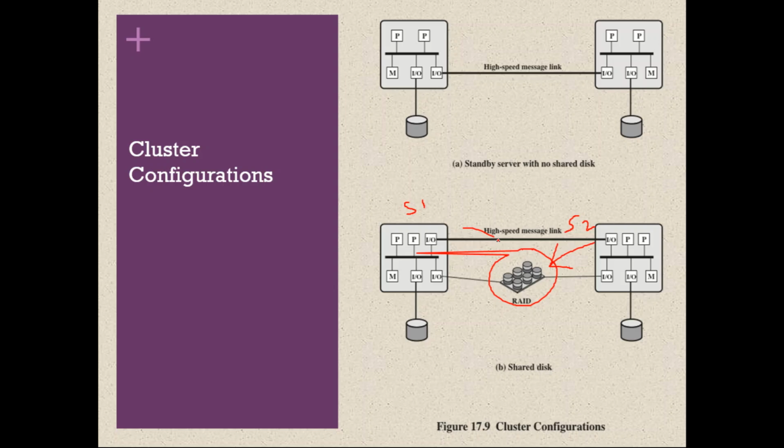Okay, they both have access, but that doesn't mean both of them can access at the same time. The definition we gave for simultaneous access is that both of them have the right to access, but they cannot access at the same time. There will be some lock mechanism.